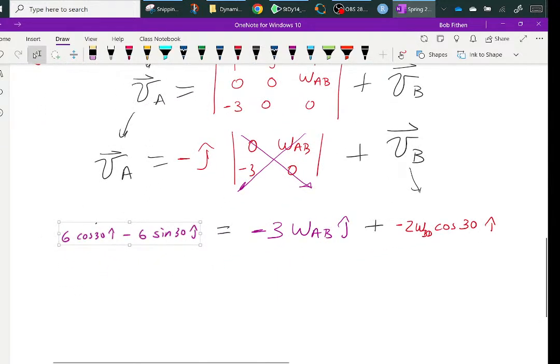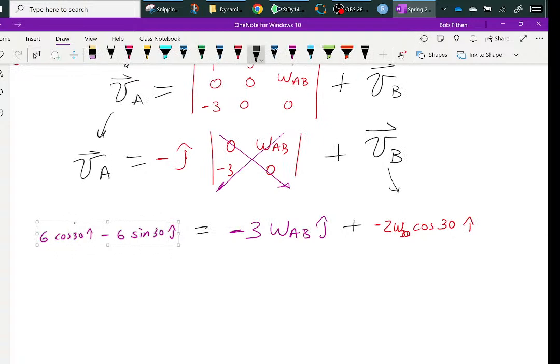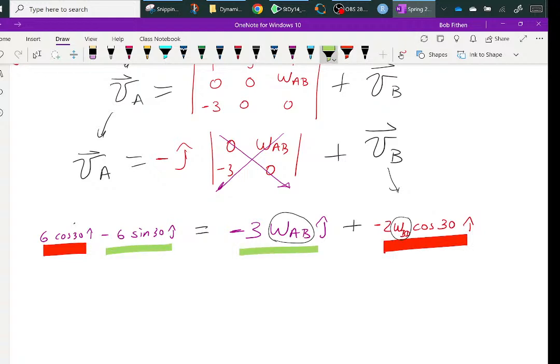What you see here, believe it or not, is two equations. You have an I equation and two unknowns. Your two unknowns are this and this. Your two equations have the term associated with the I components. Okay, you got the I components, that, and then you have the J components. These form two equations and two unknowns.